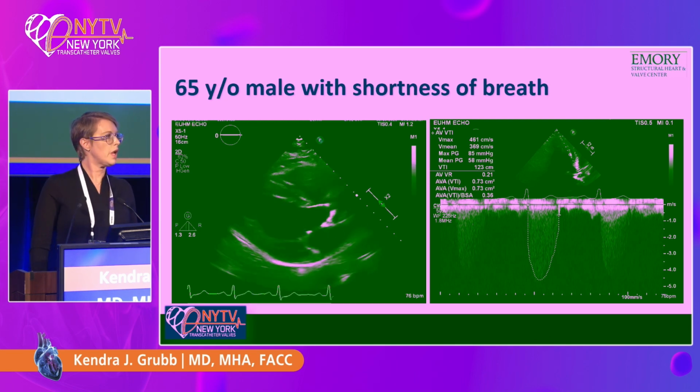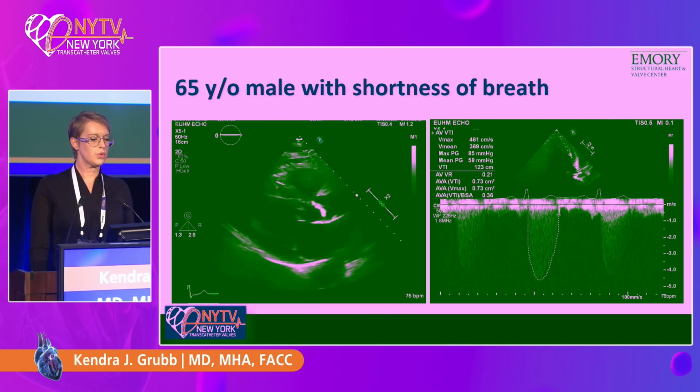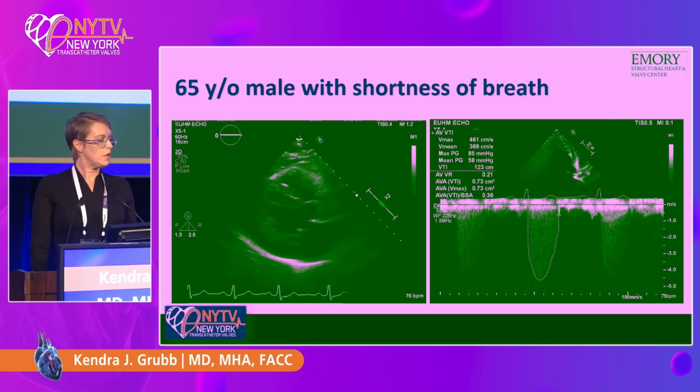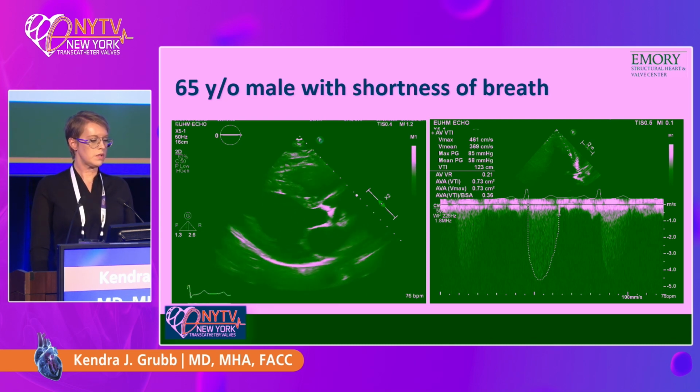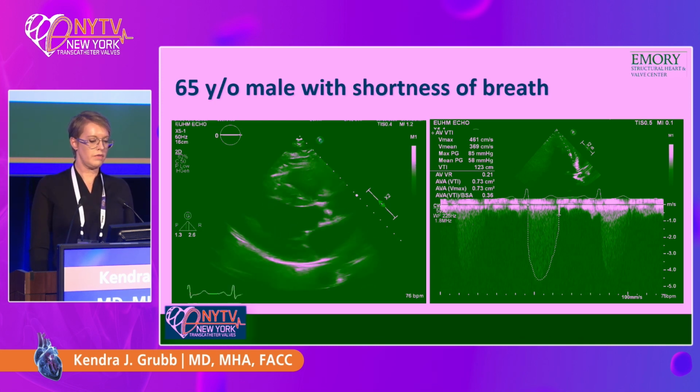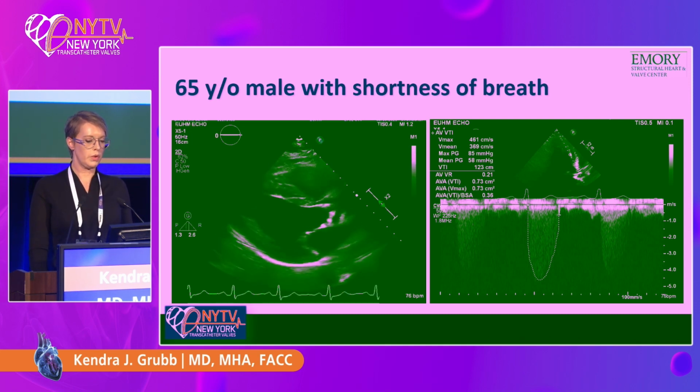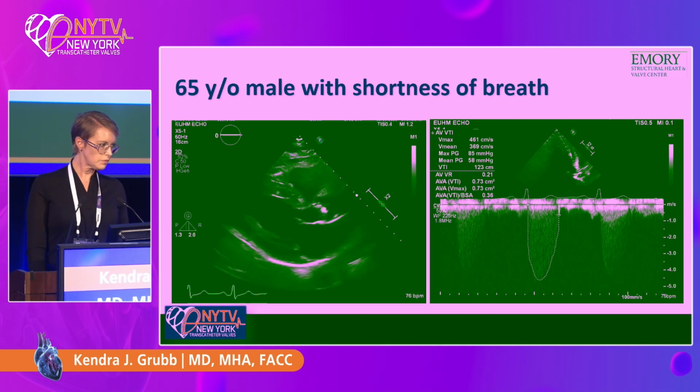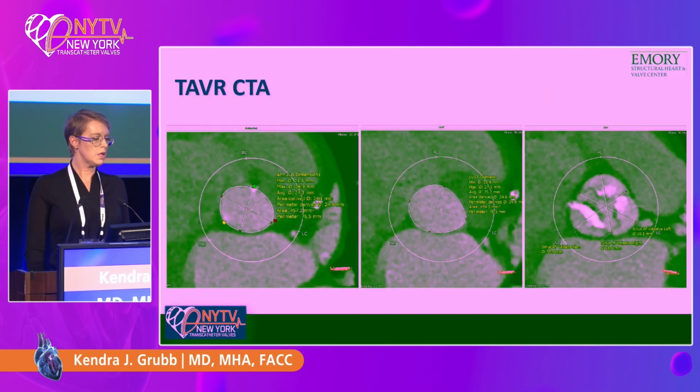I'm going to start with a case, a 65-year-old male with shortness of breath. He has a severely calcified valve, and as you can see, a small aortic valve area, 0.73, and an elevated mean gradient of almost 60, so severe aortic stenosis.